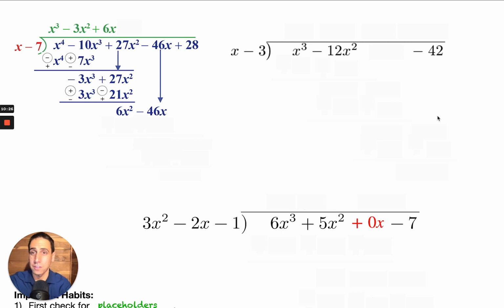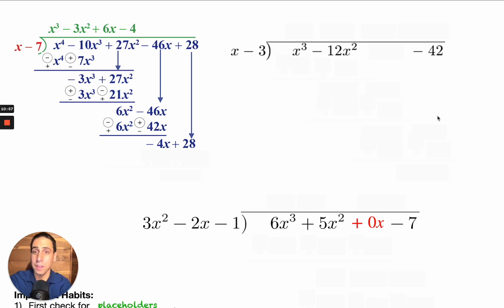6x times x is 6x squared, and 6x times negative 7 is minus 42x. We need to subtract them, but in order to do that, it's more reliable to change the signs and add. So minus 46x and plus 42x gives you negative 4x. We're going to bring down the 28 here, and then we have to do the division. Negative 4x divided by x will give you minus 4.